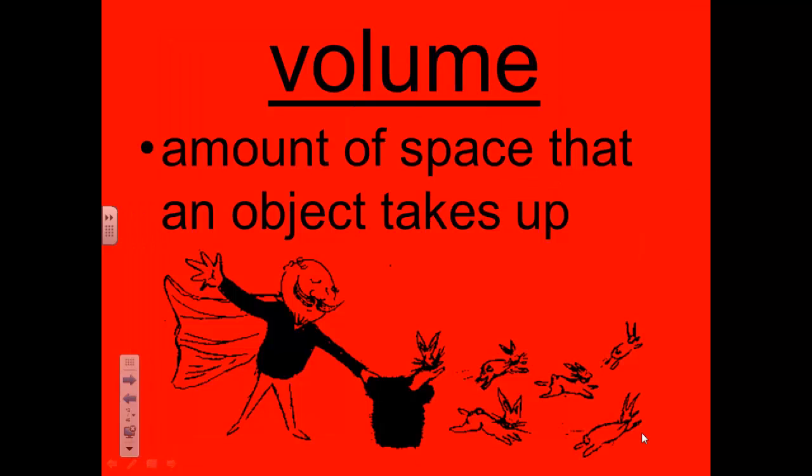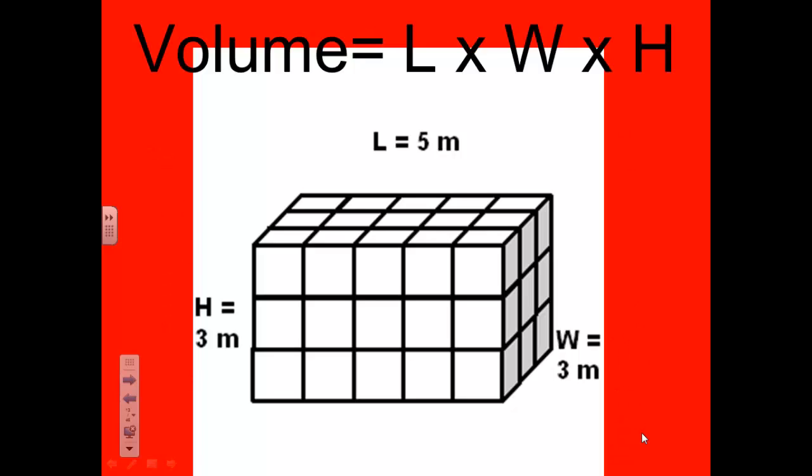Volume is the amount of space that an object takes up. Cubic units are used for volume. You can find the volume of a regular box by measuring and multiplying its length, width, and height. So volume equals length times width times height, or volume equals L times W times H.